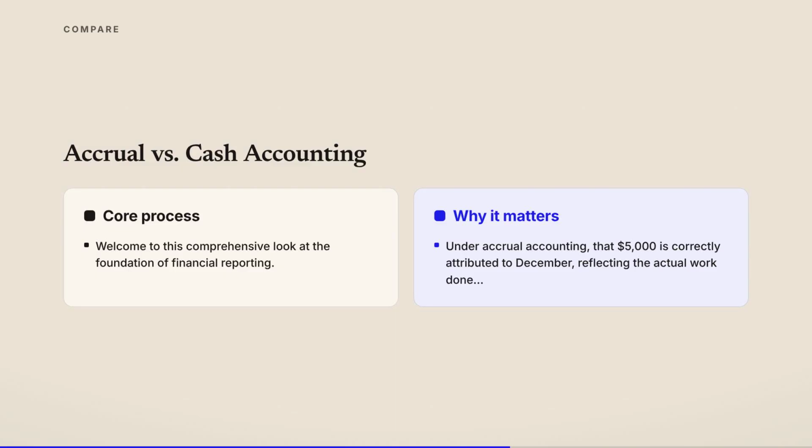Imagine a consulting firm that performs a $5,000 project in December but doesn't get paid until February. Under cash accounting, December looks like a failure and February looks like a massive success. Under accrual accounting, that $5,000 is correctly attributed to December, reflecting the actual work done and providing a much more accurate picture of the company's monthly health.